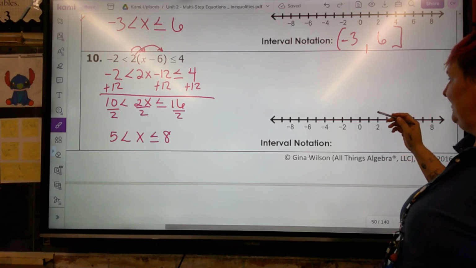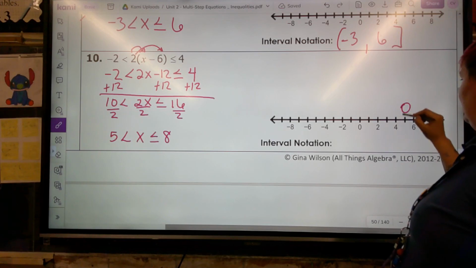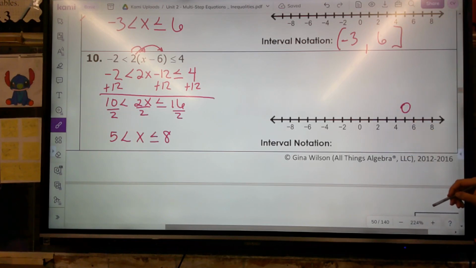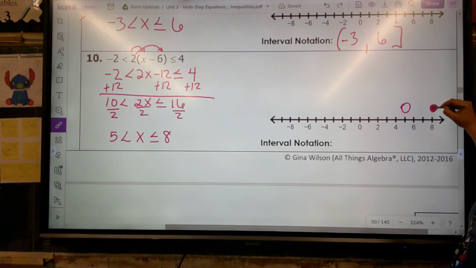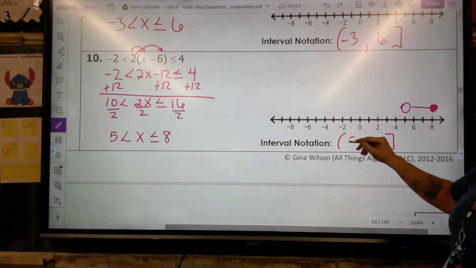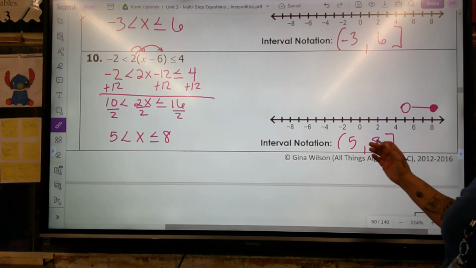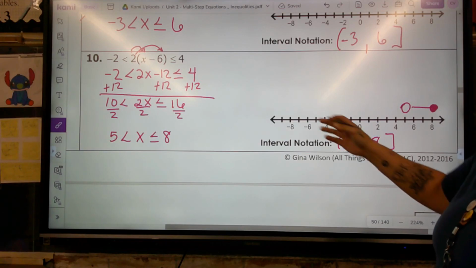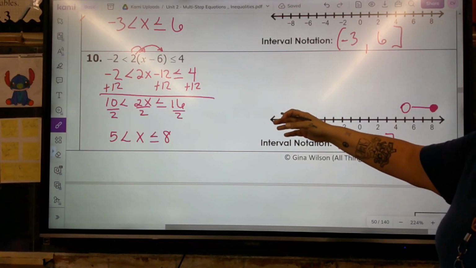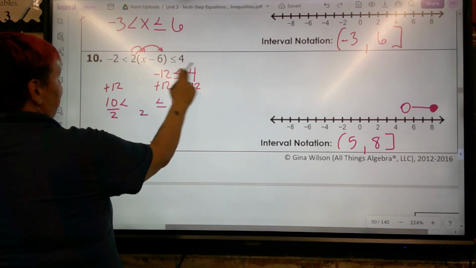So x is greater than 5. No, yes. Open circle. But x is less than or equal to 8. Closed circle. Connect. Open circle, closed circle. 5, 8. Now if you want to finish writing it down, pause it. Because I'm going to erase this and then show you the other way to do it. Whichever way you like best is how you should do it.